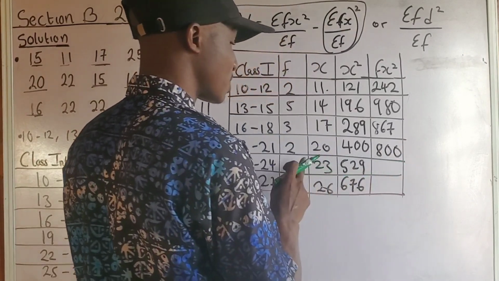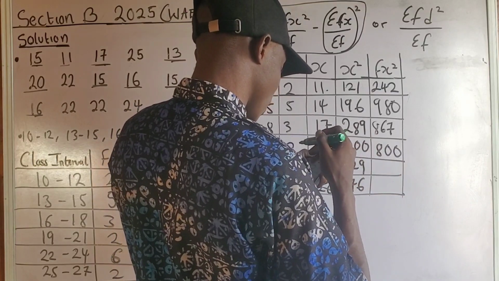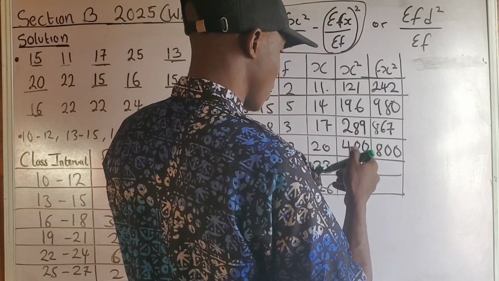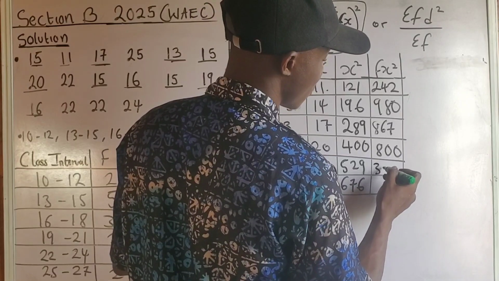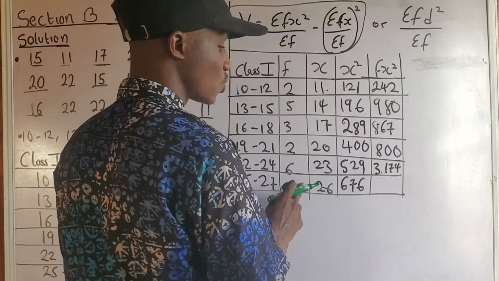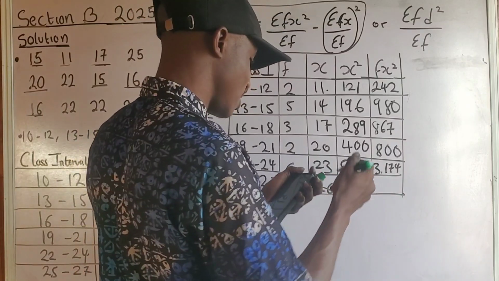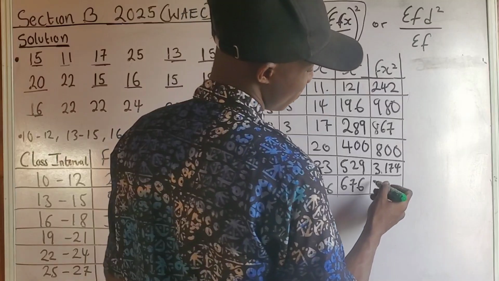For the next one, I'm going to have 6 times 529. That is 3,174. Okay. For the next one, 2 times 676. That is 1,352.